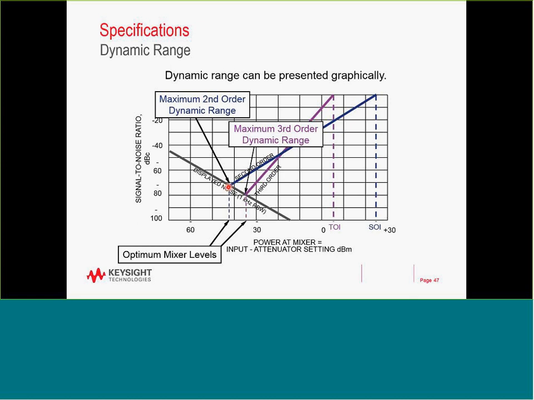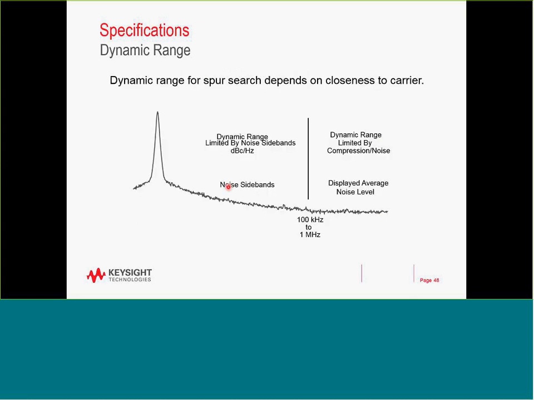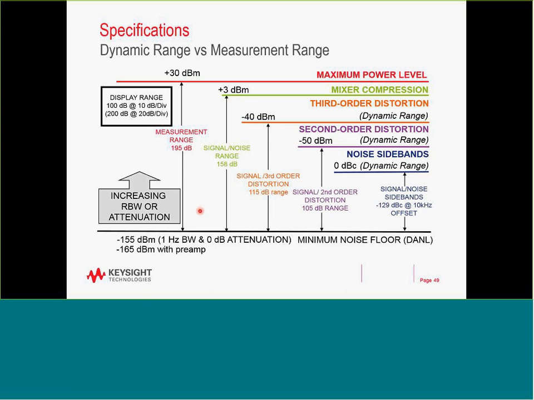At the mixer. So, that being said, there's also the ability to measure close-in signals, and in that case, even if the analyzer has a very low average noise level, as you move in, the limitation will not be the analyzer's displayed average noise level, but rather the phase noise. That's a limit of the dynamic range.